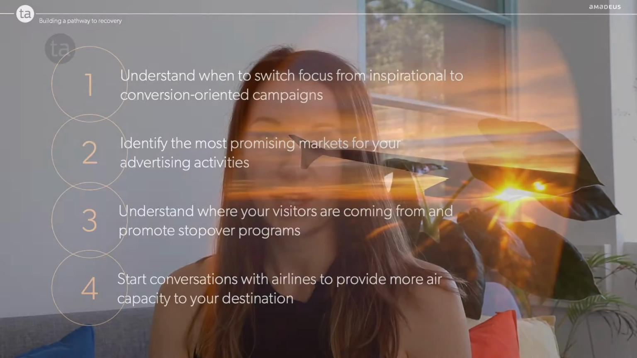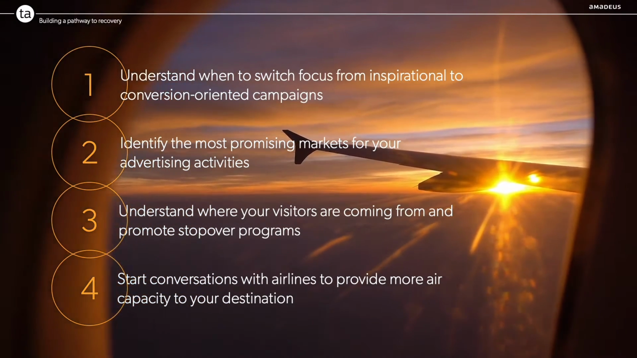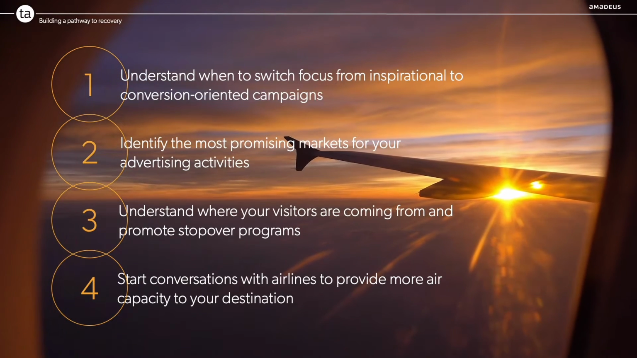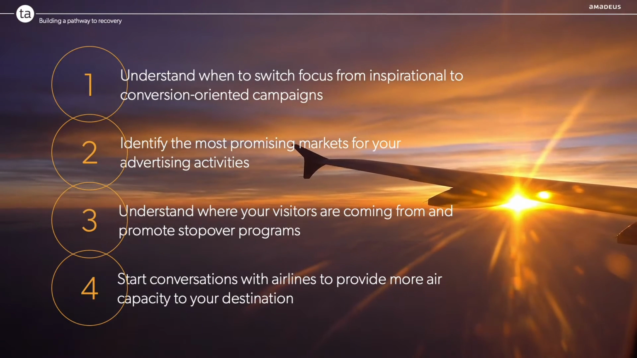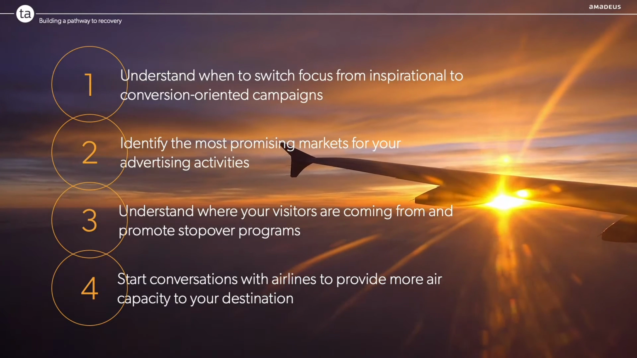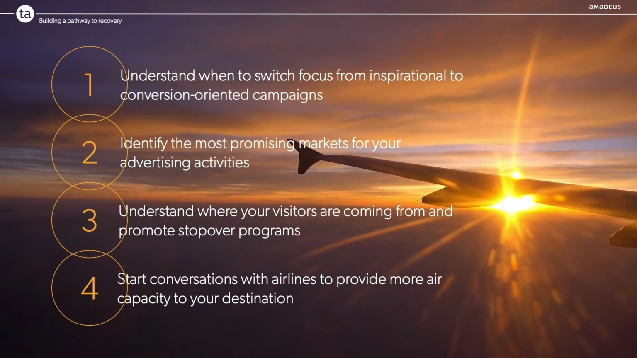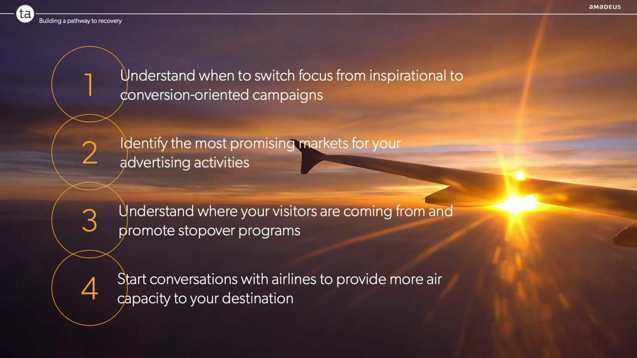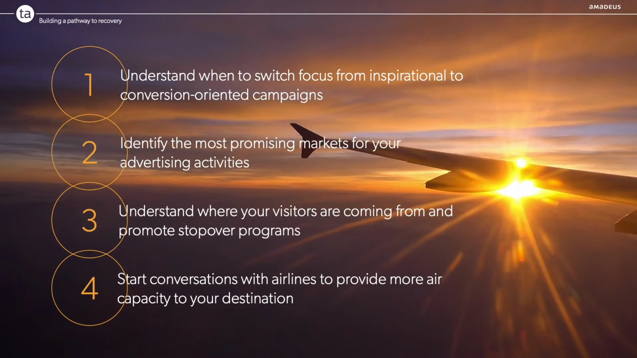Let's do a quick recap and see what we discussed in the last episode. That one was all about air capacity and traffic data, and we explained to you how it can be useful to, for example, find out when you should switch from inspirational to more conversion-oriented campaigns. We also talked about how to discover which markets would be the most promising ones for your advertising campaigns. We helped you to understand where your visitors are coming from, how to promote stopover programs, and how to get more air capacity to your destinations by starting conversations with airlines with the help of data.